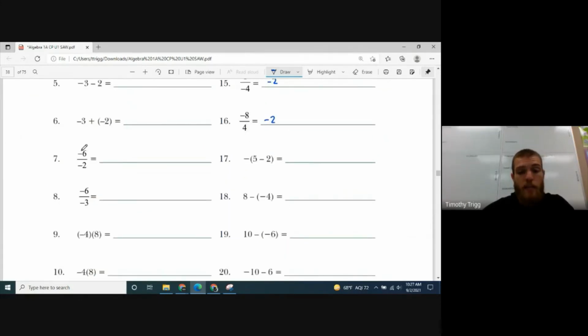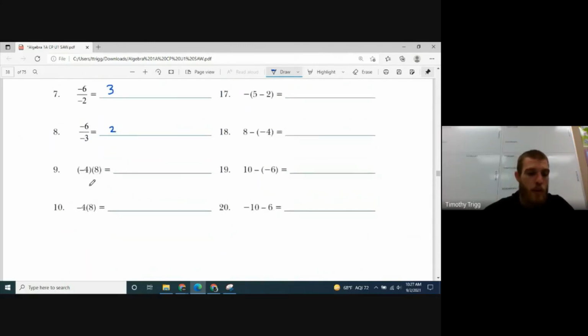What about a negative divided by a negative? Well, just like a negative times a negative, that'll give you a positive. So 6 divided by 2 is simply 3. Negative divided by negative makes it positive. 6 divided by 3 is 2.